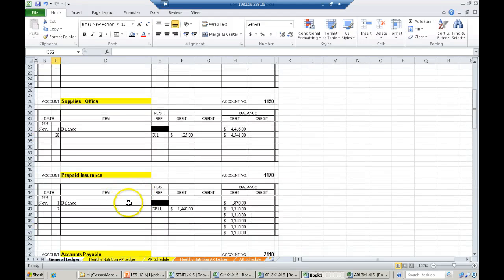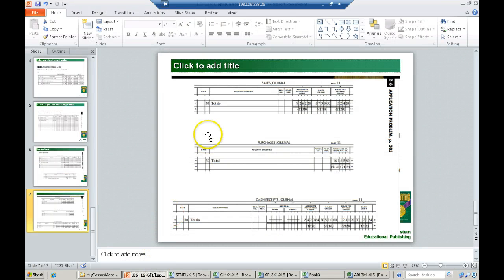Okay, so first thing we're going to look at is, again, 12-6 on page 305, and it says post the totals of the special columns of the sales, purchases, cash receipts, and cash payments journal. So let's start with the sales journal. Sales journal is here. Our totals in the accounts receivable debit are $9,262.28. And again, once we're finished, we're going to come back and put the general ledger account number underneath the total to prove that we posted the total to the general ledger.